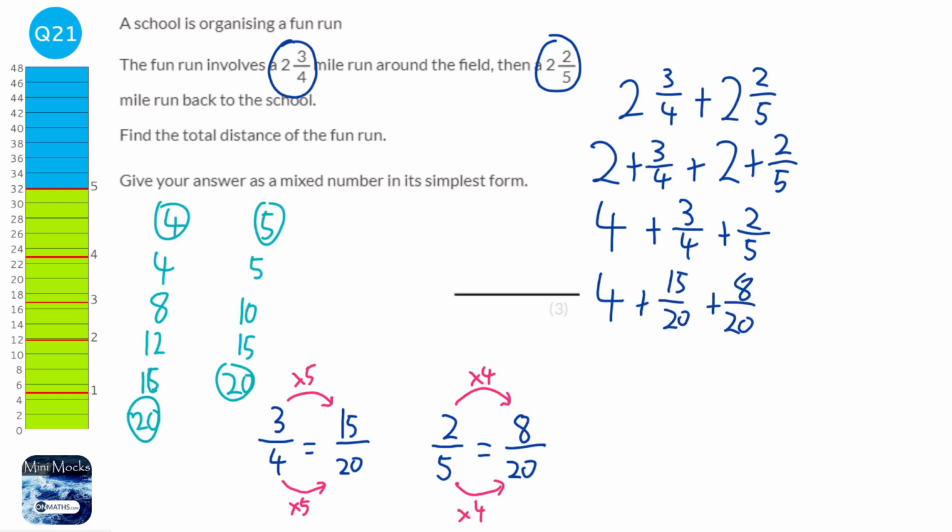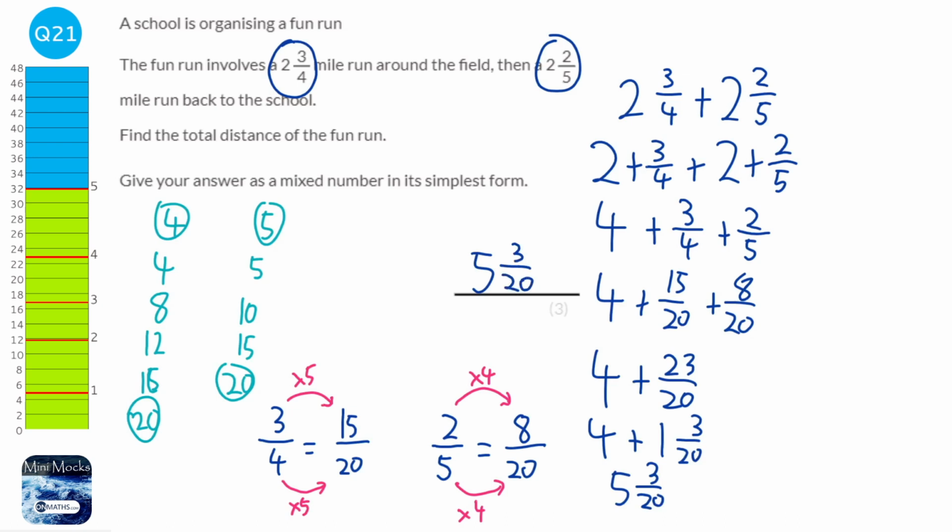So we need to add the numerators. 15 plus 8 is going to be 23 over 20. Now that is a top-heavy fraction, so we can rewrite that as 1 3/20. And we can add the 4 and the 1 together to make 5 3/20. So the answer is 5 3/20.